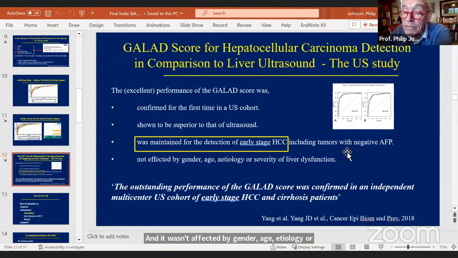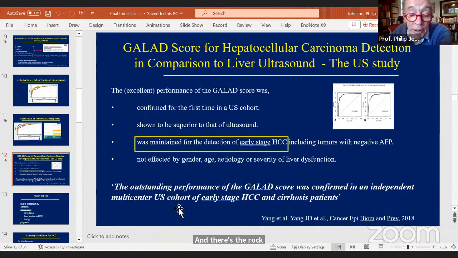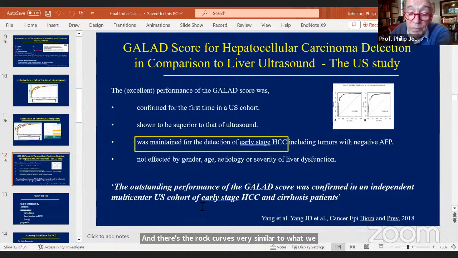And there are the ROC curves, very similar to what we showed in the original paper. And their final conclusion was that the outstanding performance of the GALAD score was confirmed in an independent multi-center US cohort of early HCC patients. So it looks good.